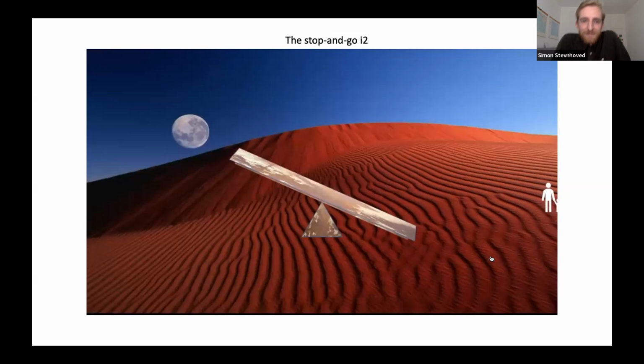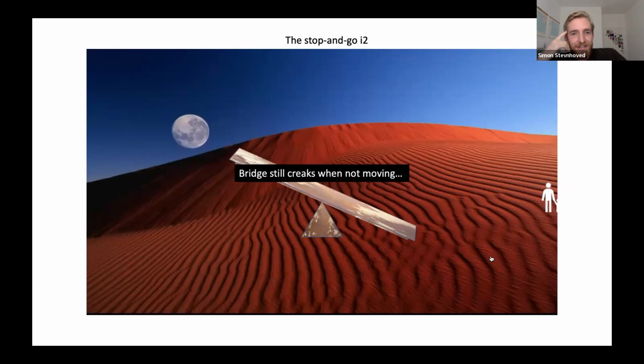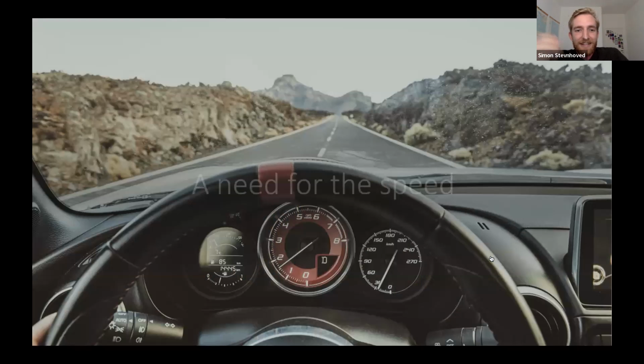Because it keeps creaking even when the bridge is standing still. And that feels weird. So I thought we're going to need to do a 3rd iteration of this, where we can modify the volume of the creaking to the speed of the bridge movement. So you could say that there's a need for the speed of the bridge movement in this case.